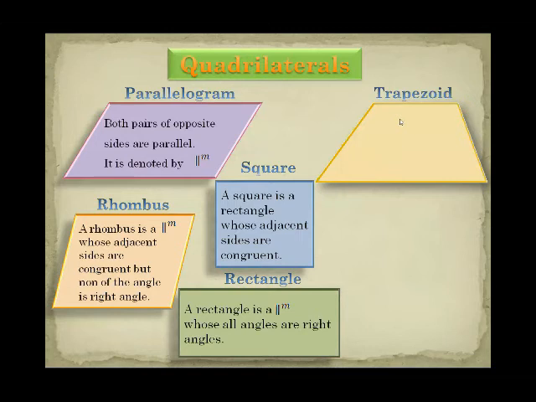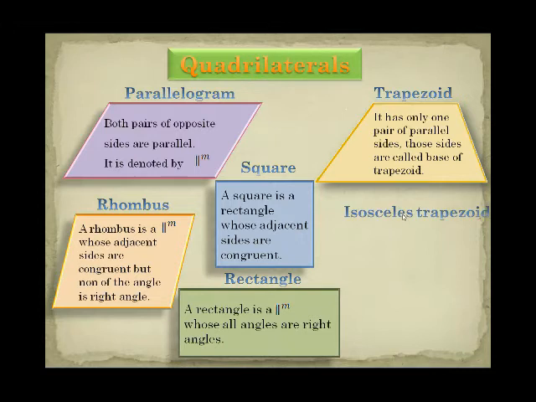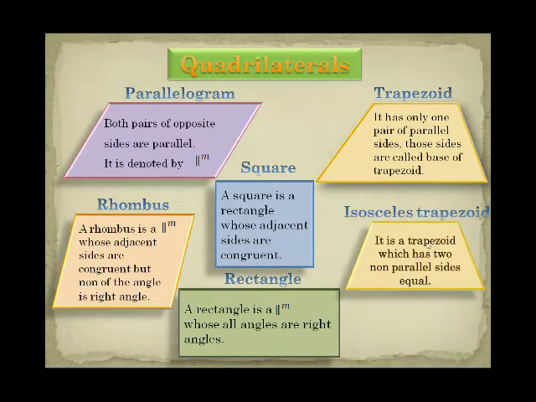Okay. The next one is the trapezoid. It has only one pair of parallel sides, which are called the bases of the trapezoid. Isosceles trapezoid. It is a trapezoid which has two non-parallel sides equal. As you see, students, in our parallelogram, we have both pairs of opposite sides. What are the opposite sides? These are the opposite sides. These are the parallel sides and they are congruent. These are also the parallel sides and they are also congruent.